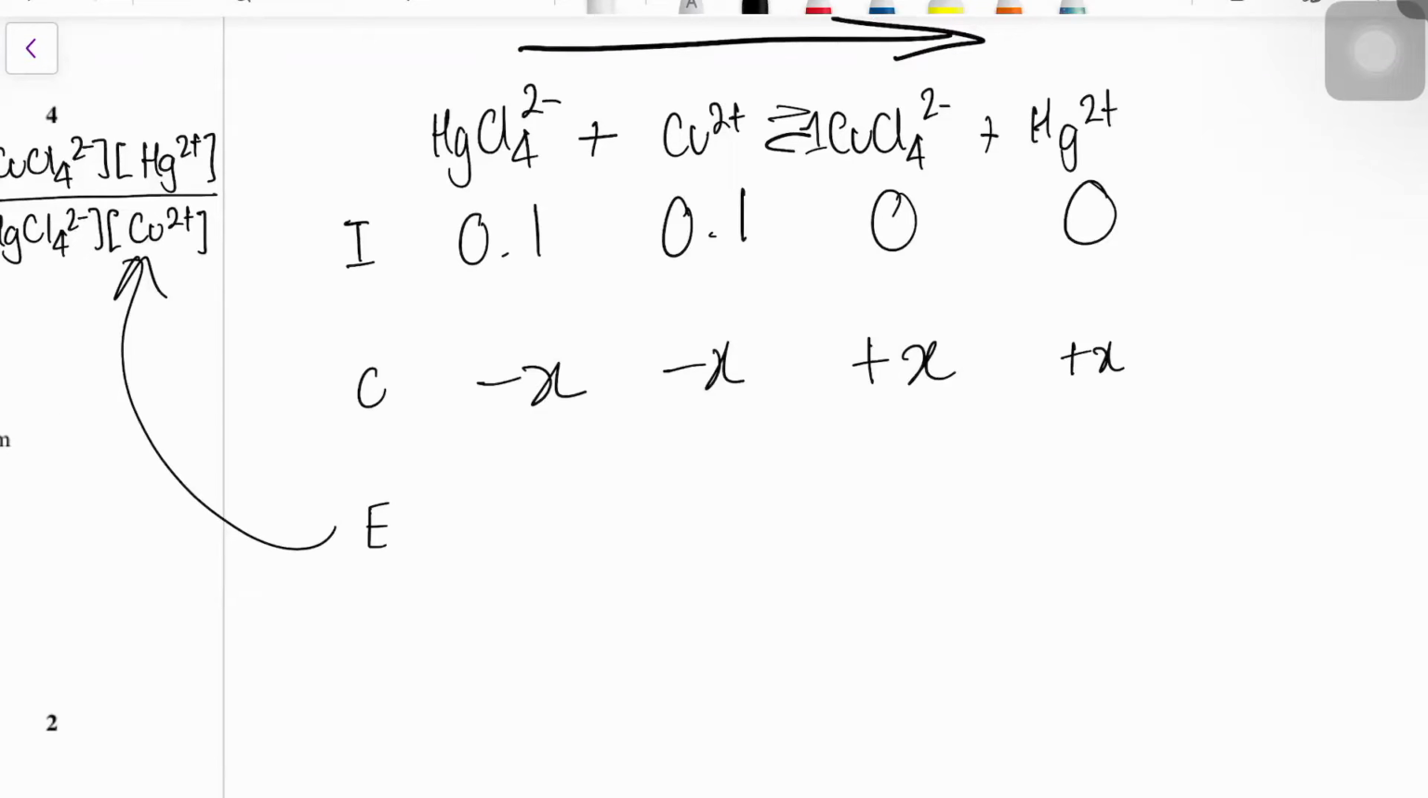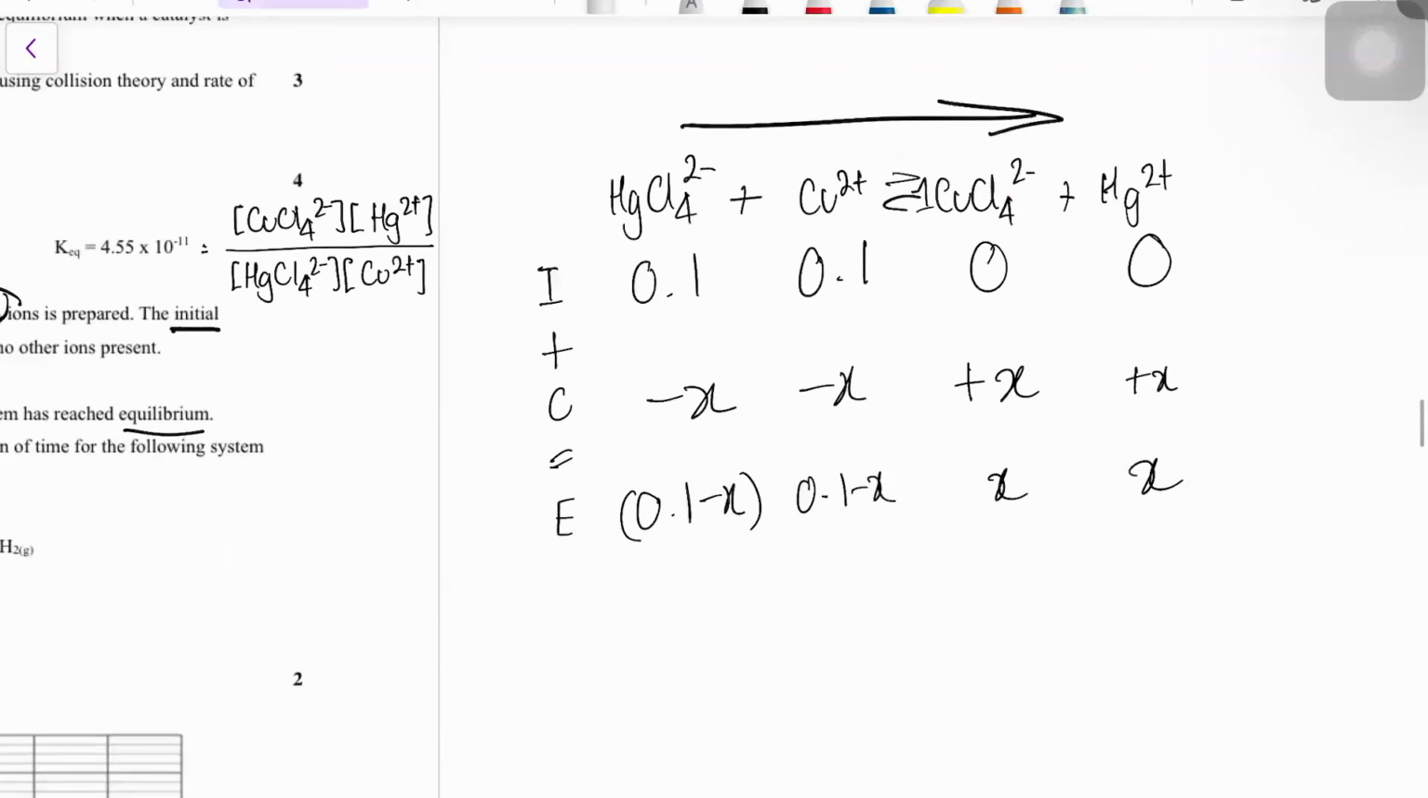So that's how I know what my changes are. And then my equilibrium is my initial plus my change. Whatever is in the I box and whatever is in the C box, I combine that together to get my E. So that's going to be 0.1 minus x. This is going to be x, and this is going to be x.